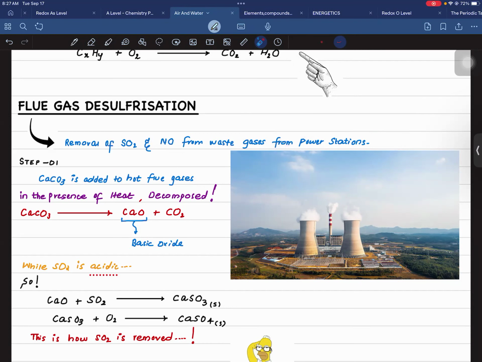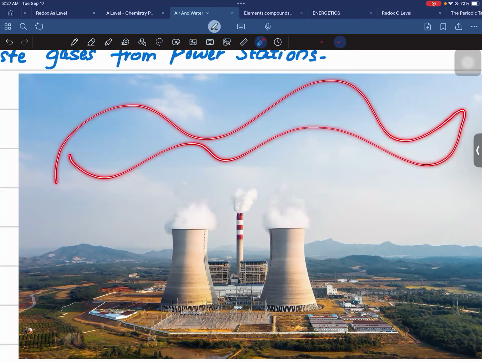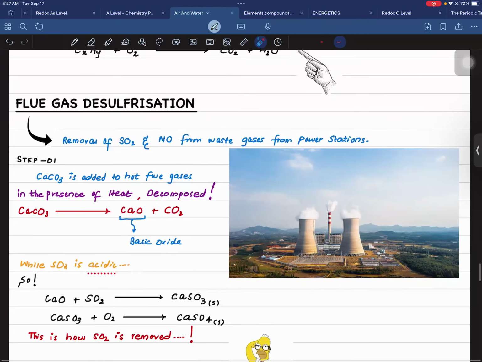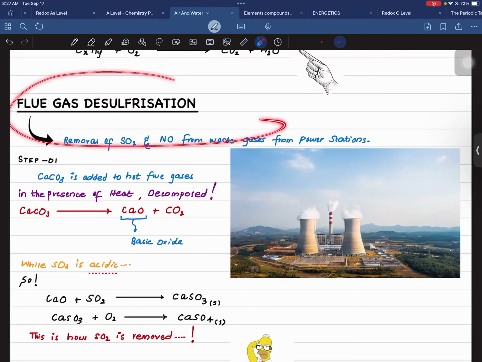Let's suppose this is a power station from which sulfur dioxide and nitrogen dioxide are released to the environment. So how are we going to deal with these gases? Through flue gas desulfurization. Desulfurize means removal, like we are going to eliminate such sulfur, like the sulfur dioxide.